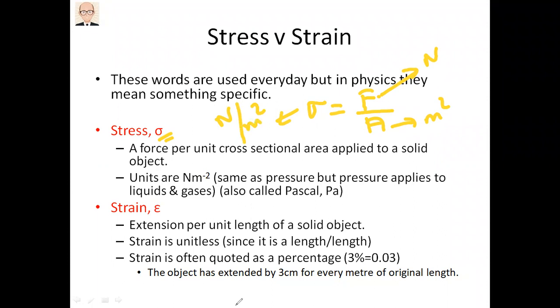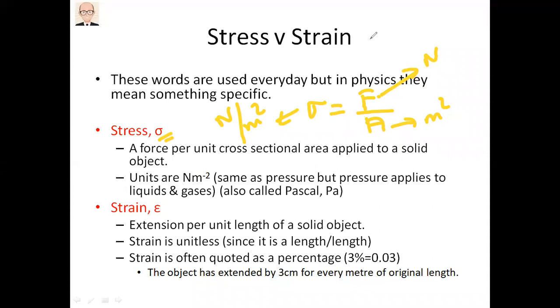Same as pressure, but pressure applies to liquids and gases, also called Pascal. But we are not going to use Pascal here. We will use Newton per meter square generally, but sometimes it could be used as Pascal. So that's the definition of stress: a force per unit cross-sectional area, F divided by A. It's very similar to the pressure equation.